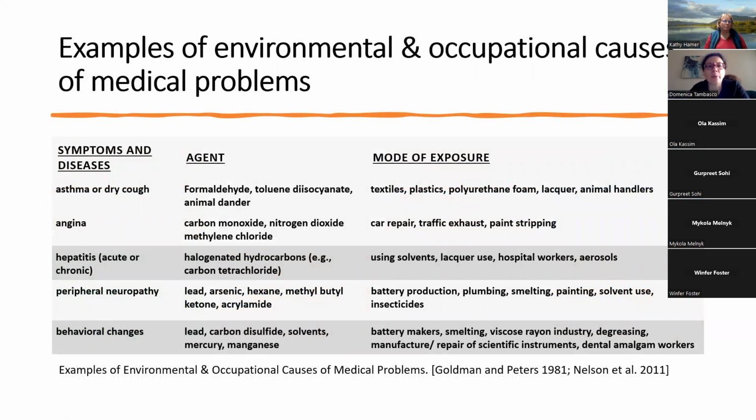And here we have some examples of environmental and occupational causes of medical problems. As mentioned before, conditions such as asthma, also angina, hepatitis, peripheral neuropathy, behavioral changes. These are just some examples. And some of the agents, this is by no means an exhaustive list of agents that can cause these problems. And some examples of how one might be exposed. And again, there's many other ways people can be exposed. These are just some examples. Next slide, please.